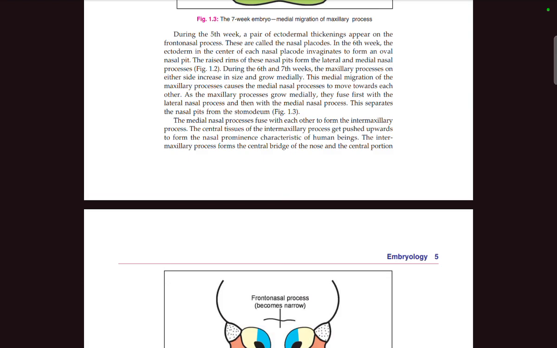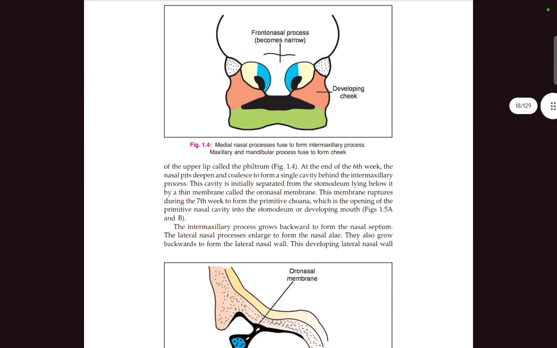The intermaxillary process forms the central bridge of the nose and the central portion. The frontonasal process becomes narrow. Then there is a developing cheek. Medial nasal processes fuse to form intermaxillary processes. Maxillary and mandibular processes fuse to form the cheek and the upper lip, called the philtrum.